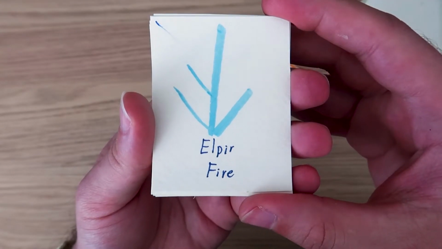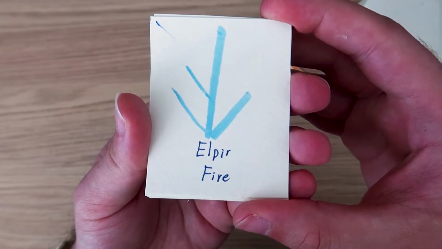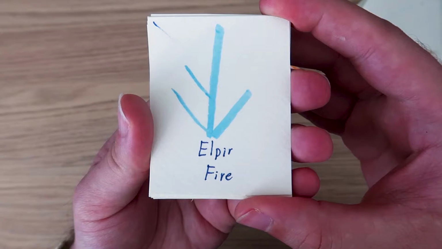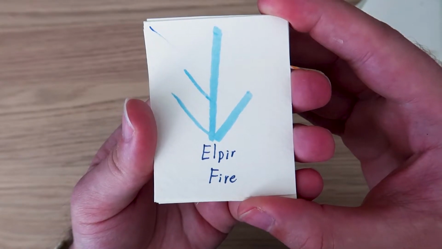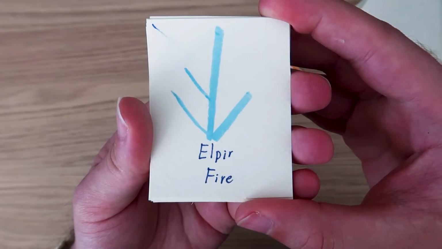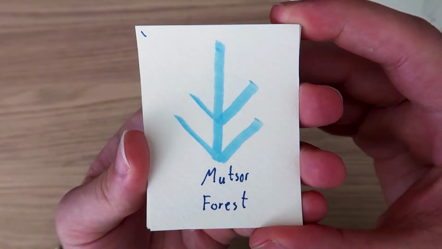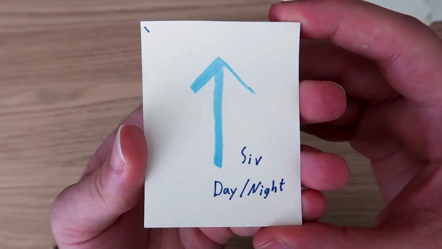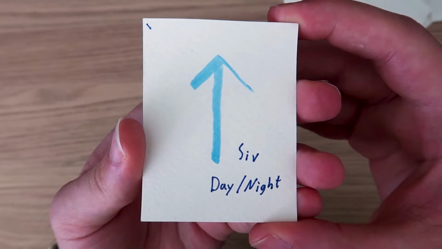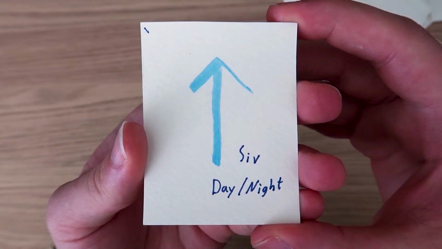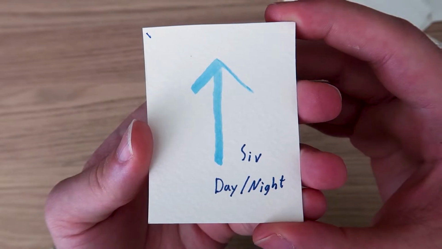And then there's Elpir, which is fire, which could look a little bit like a stylized campfire, like the diagonal lines could be flames. There is Mutsar, forest, which could be an upside down tree. There is Siv, which is day and night, which is a rune that's sort of pointing up towards the sky, where day and night is determined. So some of them have a little bit of reasoning behind them, but not all.